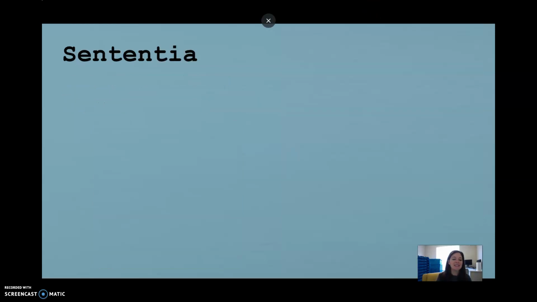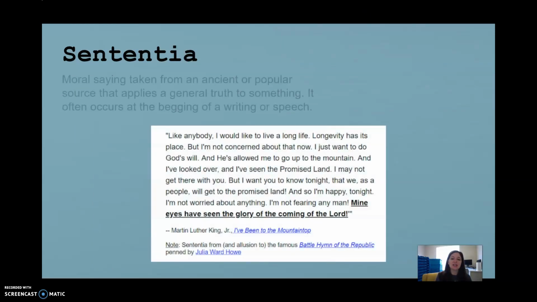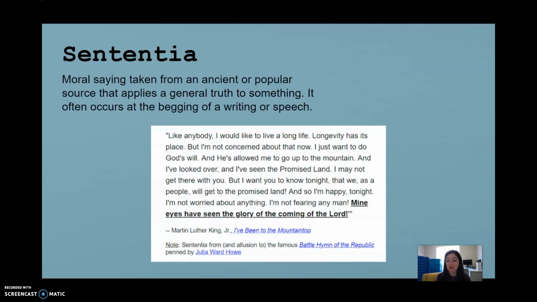All right, Sententia. So Sententia sounds tough, but it's actually a really straightforward tool. It's a moral saying taken from an ancient or popular source that applies a general truth to something. It often occurs at the beginning of a writing or speech. So Sententia, you have probably already used.